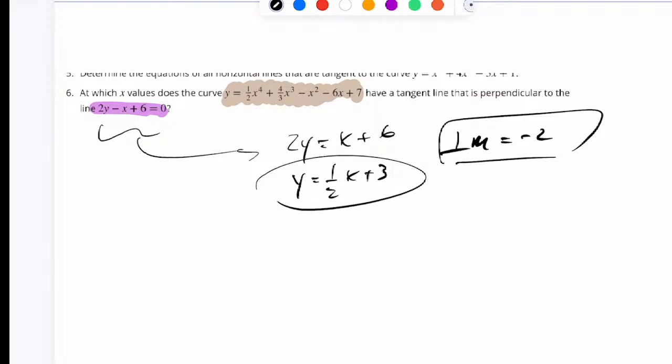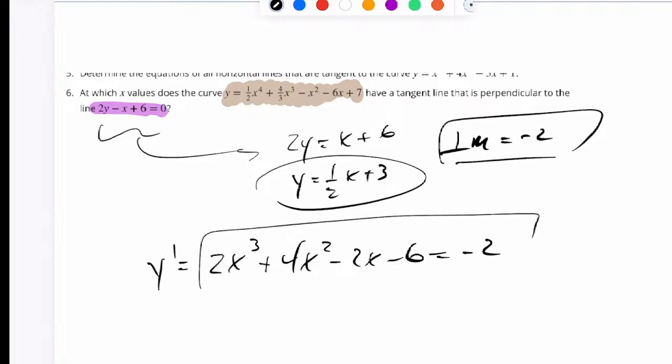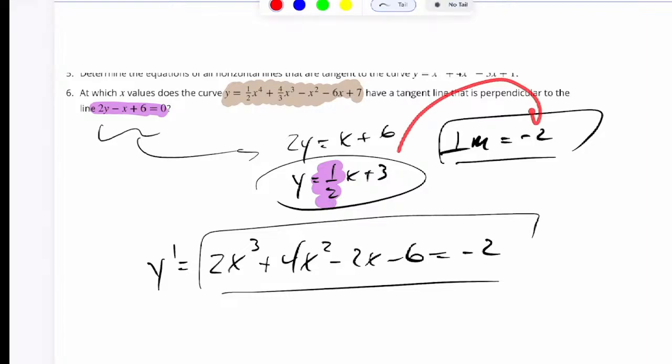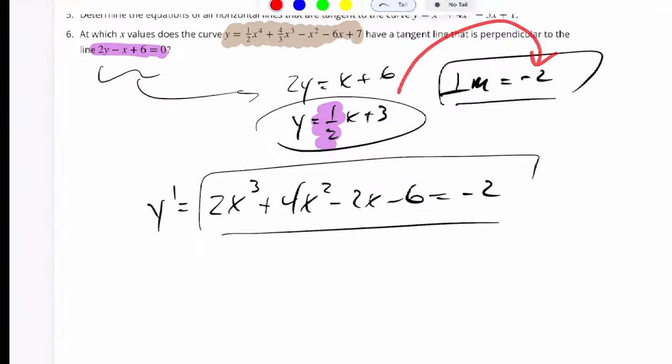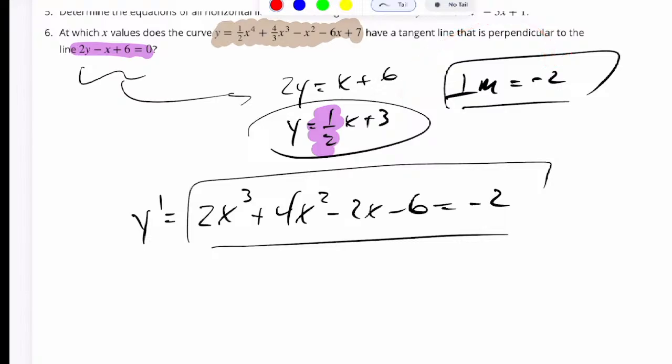So I'm going to go ahead and take my derivative here. This is 2x cubed plus 4x squared minus 2x minus 6. And you're setting this equal to minus 2, right? So again, the deal here is, what is the slope of this line? It's a half. I want a slope that's perpendicular, so take the negative reciprocal. Then take your derivative and set it equal to what you want. And then you're just solving this.